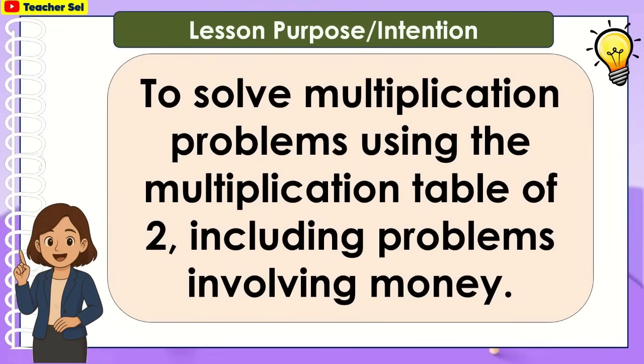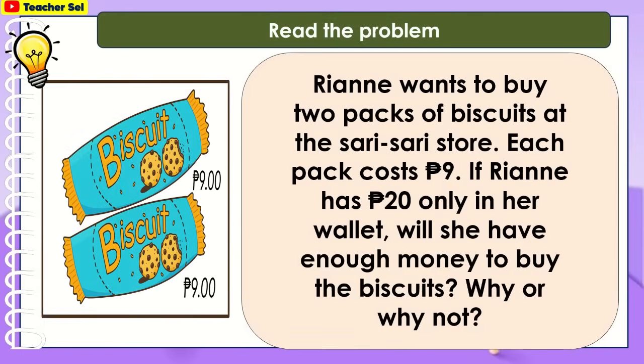Our lesson purpose is to solve multiplication problems using the multiplication table of 2, including problems involving money. Read the problem. Rian wants to buy 2 packs of biscuits at the sari-sari store. Each pack costs 9 pesos. If Rian has 20 pesos only in her wallet, will she have enough money to buy the biscuits? Why or why not?